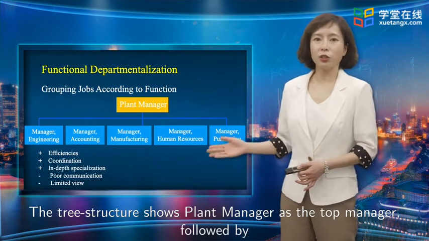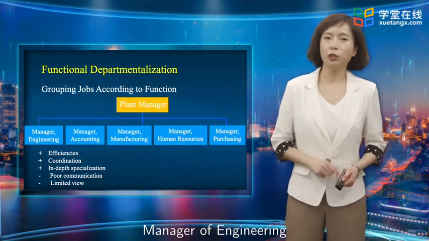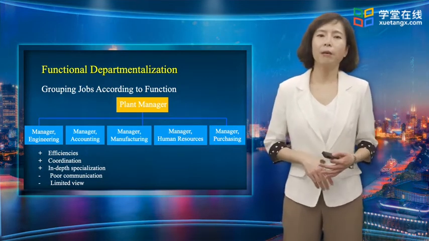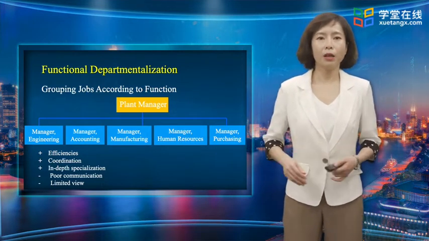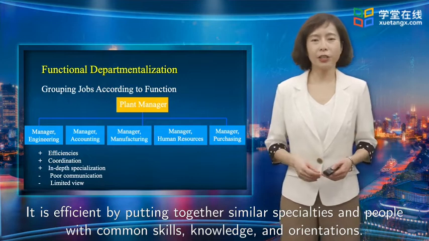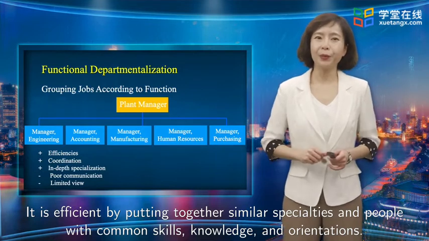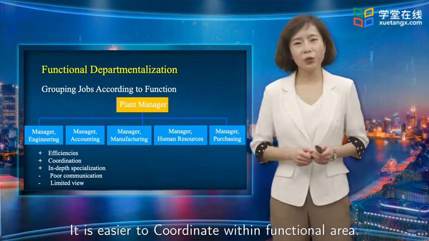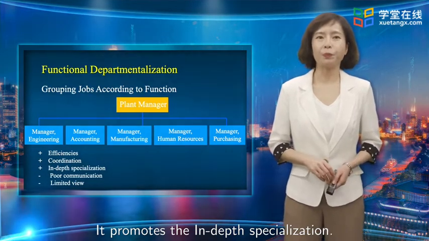The tree structure shows plant managers as the top manager, followed by manager of engineering, manager of accounting, manager of manufacturing, manager of human resources, manager of purchasing. The advantages of this structure are that it is efficient by putting together similar specialties and people with common skills, knowledge, and orientations. It is easier to coordinate within functional areas. It promotes the in-depth specialization.